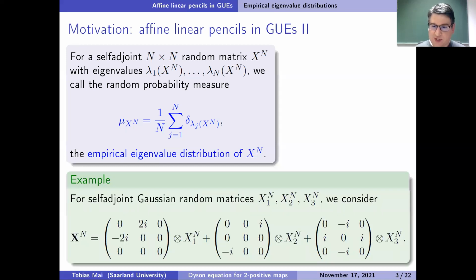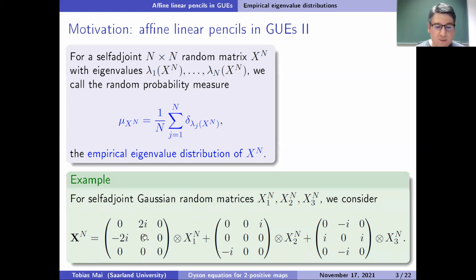Then we have our matrices of the form I introduced on the previous slide. Now let's look at a concrete example. It might look, for instance, like this. We have again our self-adjoint Gaussian random matrices, which are chosen to be independent. I actually forgot to write this down here. Of course, they should be independent as before.